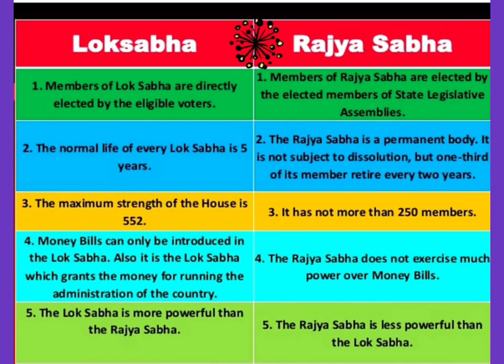Thank you all of you for paying your attention, but let's finish this out. The maximum strength of the house is 552 in Lok Sabha, whereas it is 250 members in Rajya Sabha. Money bills can only be introduced in Lok Sabha, a very important point. Whereas the Rajya Sabha does not exercise much power over money bills. Also, Lok Sabha is more powerful than Rajya Sabha.